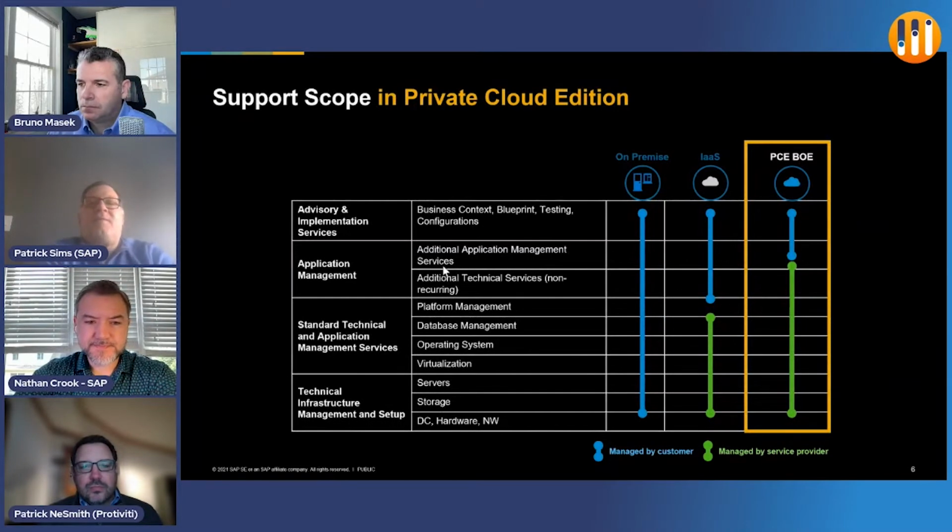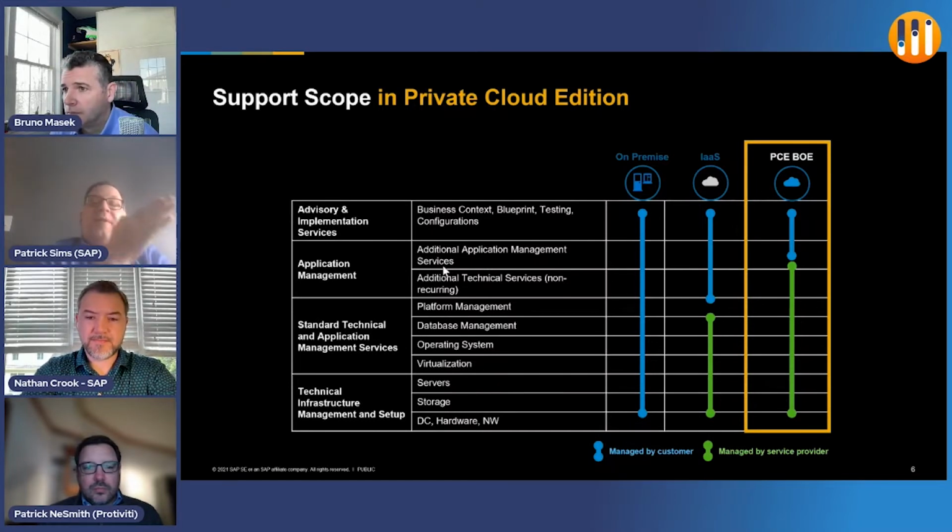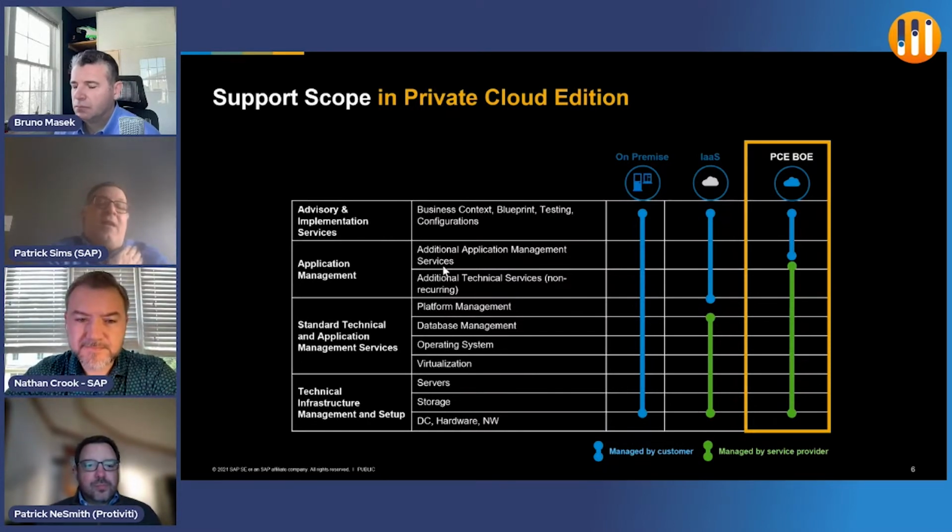So support scope, I think this is where we start to get into what's the big difference, right? So on-premise, obviously, you're covering everything from the technical infrastructure management and setup to services to application management and other implementation capabilities. As we answered in one of the earlier questions on hyperscaler choice, if you bring your own licenses to a hyperscaler of your choice and do more of an infrastructure as a service, then that service provider is handling the bottom two buckets, but you're still in charge of the application development and the implementation services. But if you move to PCE, then really we, SAP, are handling all of that green line. So everything from the infrastructure services, servers, hardware, database management, OS, everything up through application management.